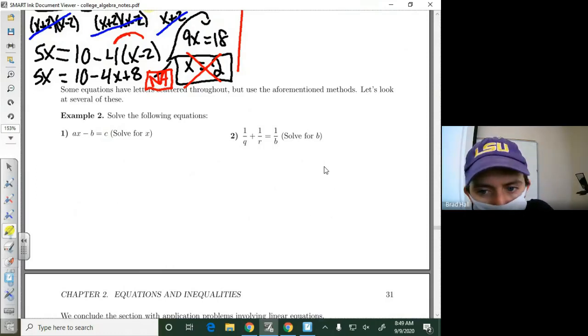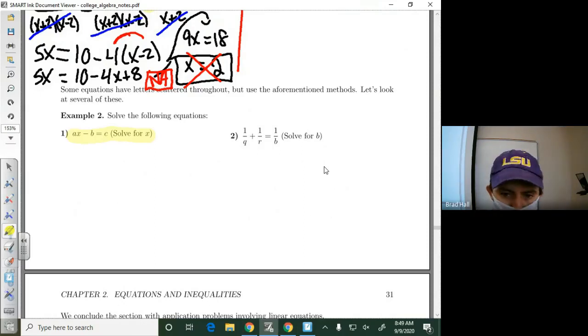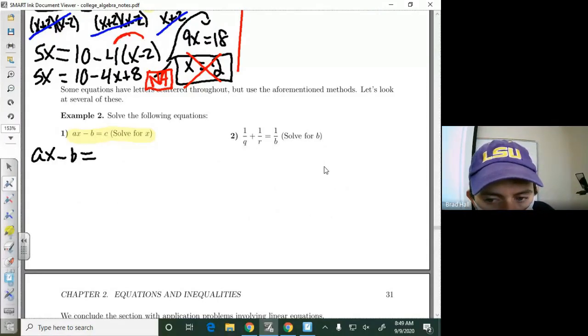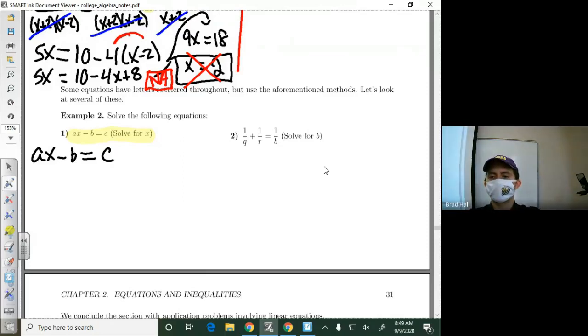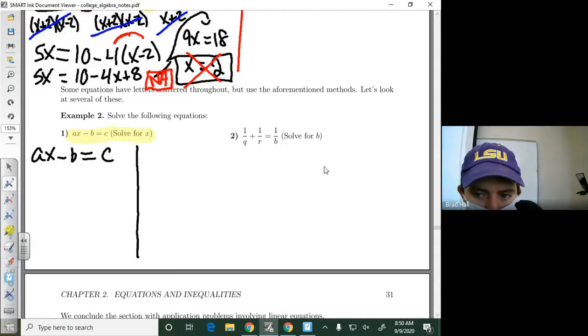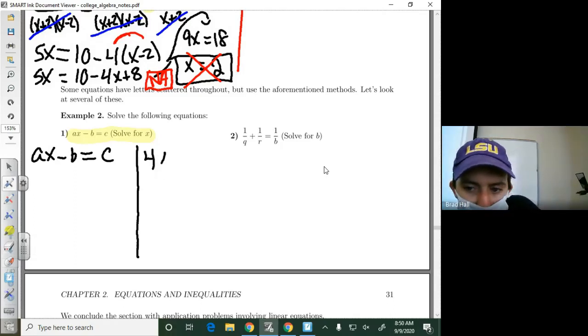So we'll start off with problem 1. It's a simple linear equation, and they want us to solve for x. So they want us to get x ultimately by itself. I'll just rewrite it. I think you all know what the first step is here, whether or not it comes to you immediately. Might I suggest looking at it as if A, B, and C were actual numbers.